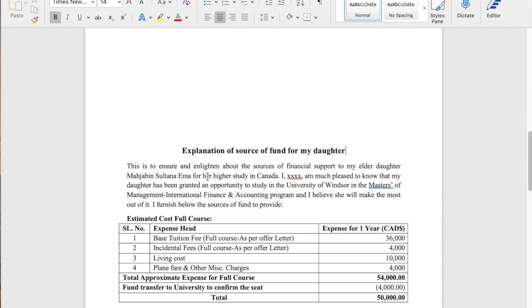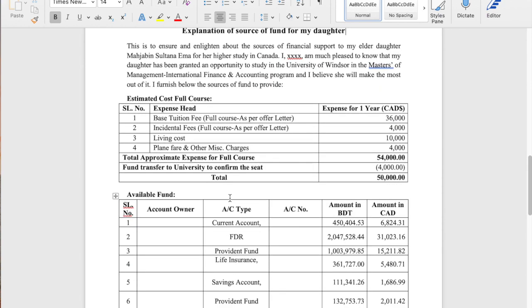After this letter, you have to provide all the supporting documents for this letter. You are talking about current account, FDR, provident fund. So you have to show that you actually have this amount in your bank. In order to prove that, you need your current account statement, your FDR copy, the provident fund copy from your employer, or where you are doing your job, and your life insurance copy from the organization where you had your insurance.